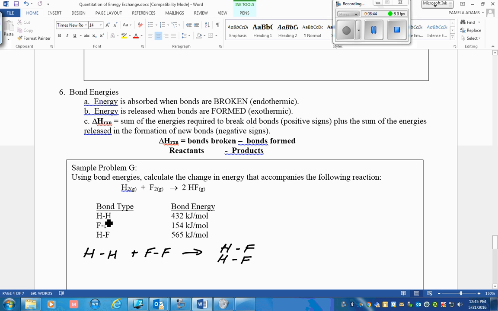So all we do then is tally. We have 232 kilojoules per mole needed to break this bond, 154 kilojoules needed to break this bond, and then when these bonds are formed, we have 2 times 565 kilojoules of energy. All right, when we tally this up, we have a negative 544 kilojoules per mole associated with this reaction.